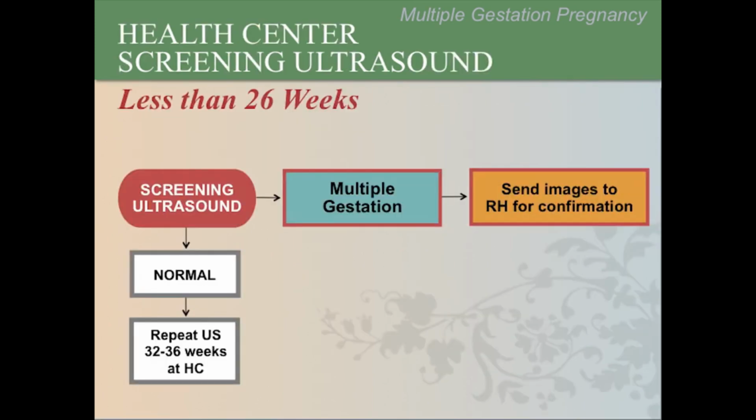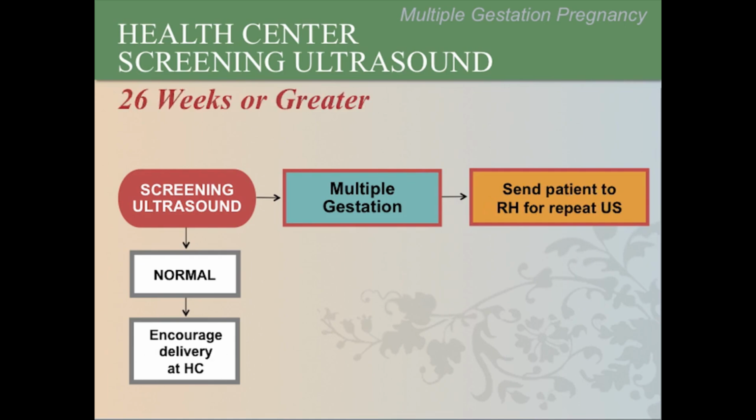A patient will come to your health center for a screening ultrasound at 20 weeks. If it is normal, she should return to your health center for a screening ultrasound at 32 to 36 weeks. If the patient has a multiple gestation, send her images to the referral hospital for confirmation. The obstetrician at the referral hospital will decide when the patient should come back for antenatal care and a repeat ultrasound.